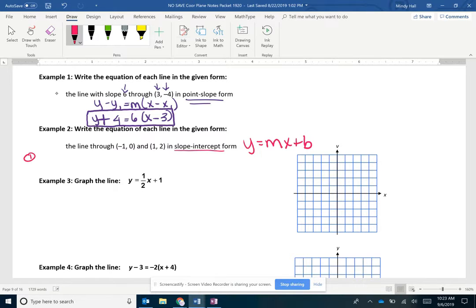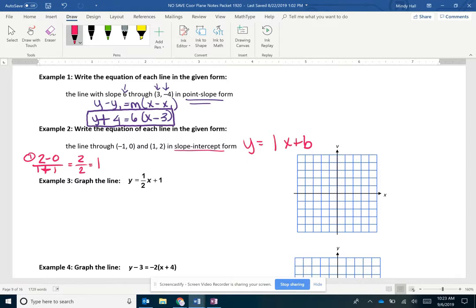So that would be 2 minus 0 over 1 minus -1. And so that becomes a big fat positive. So we have 2 over 2, and 2 divided by 2 is 1. So that means that in this equation, I can now replace this m with a 1.